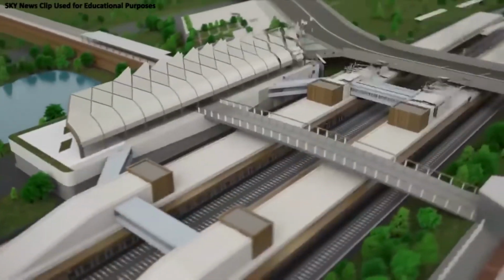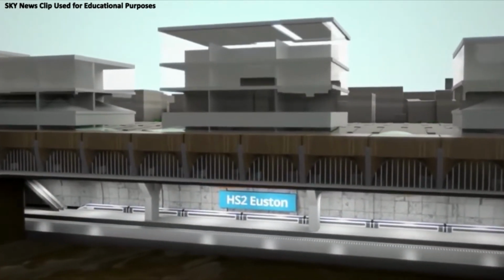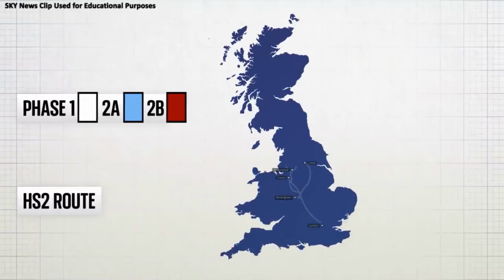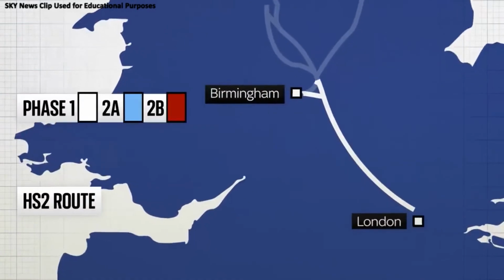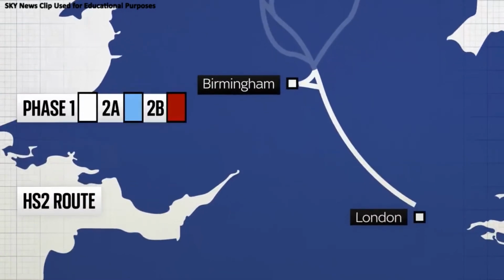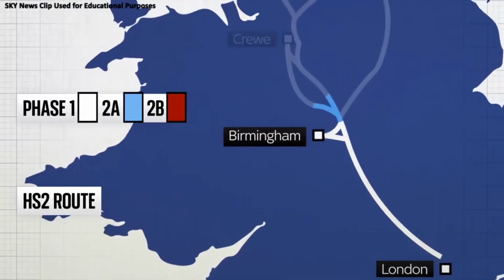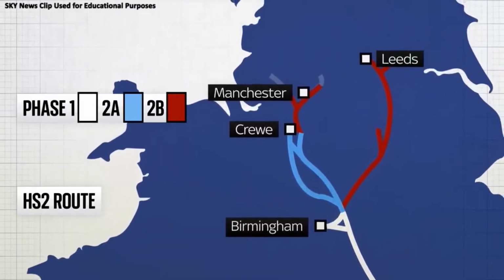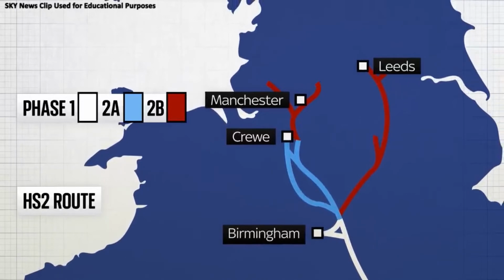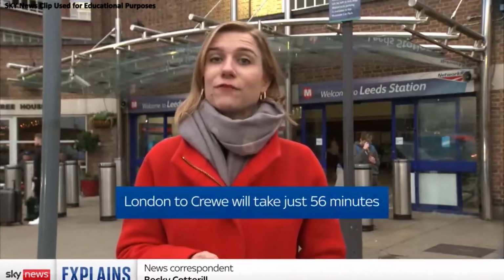First mooted by Labour in 2009, HS2 is a massive high-speed rail project that links London and major cities in the north, with building in 2 phases. Phase 1 is a new line between London Euston and the West Midlands. Originally slated to open in 2026, Phase 1 is now expected to open between 2029 and 2033. Phase 2 was split into 2 parts. 2A connected Birmingham to Crewe, while 2B continued on west to Manchester and east to the East Midlands and Leeds. With these changes, the journey from London to Crewe will reduce from 90 minutes to 56 minutes.